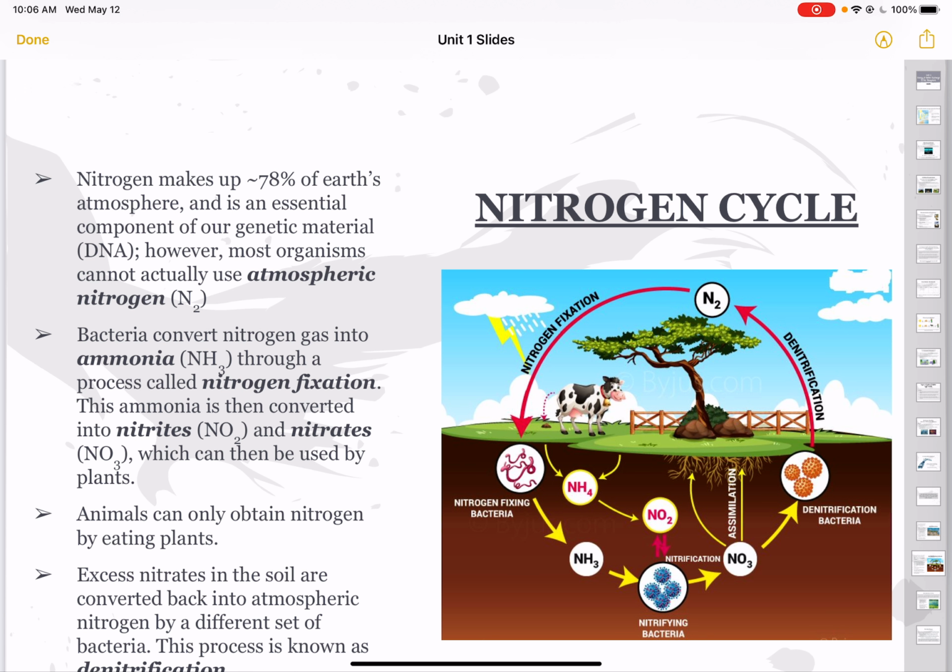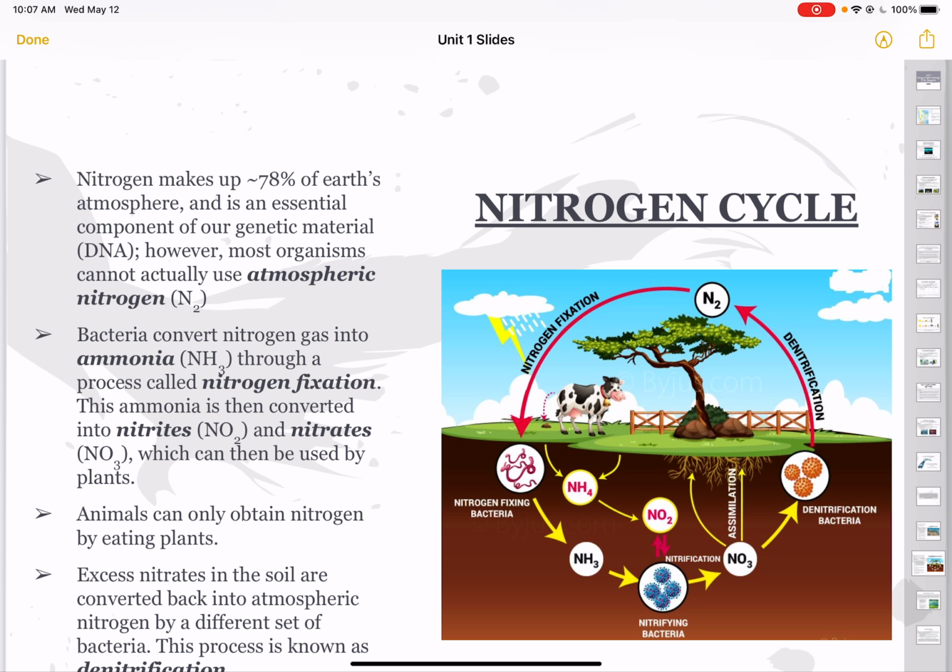So the nitrogen cycle. Nitrogen makes up 78% of Earth's atmosphere, and it's an essential component of our genetic material. So nitrogen is part of our DNA. The N in DNA stands for nitrogen, or nitrogen bases. However, most organisms cannot actually use atmospheric nitrogen. So we need nitrogen, but we can't actually use the nitrogen that's available in the atmosphere. And what's available in the atmosphere is N2, which is basically just a nitrogen molecule.